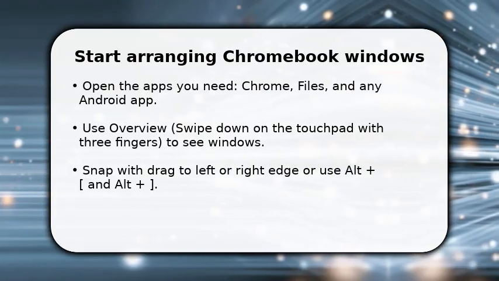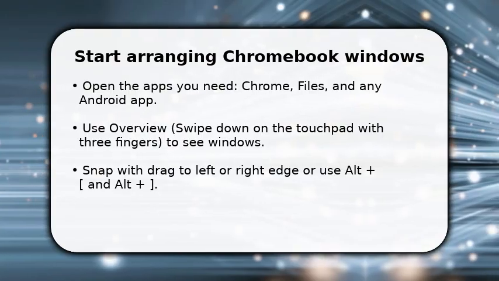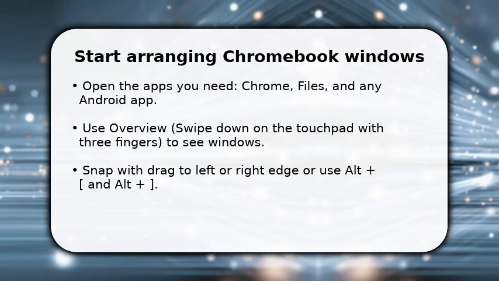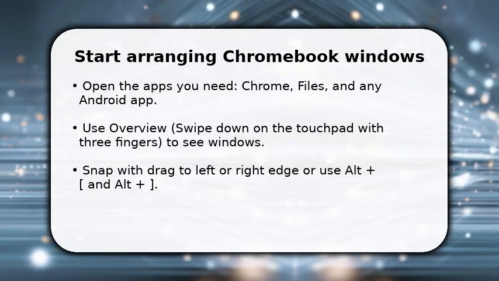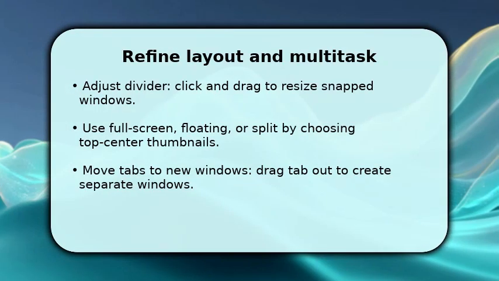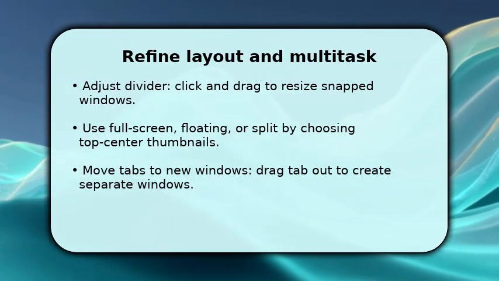Then drag a window to the left or right edge until it snaps, or press Alt plus the left or right bracket to tile it quickly so you have split view ready. Once snapped, make sure to adjust the divider by clicking and dragging it to balance space between apps. This is how you prioritize content.